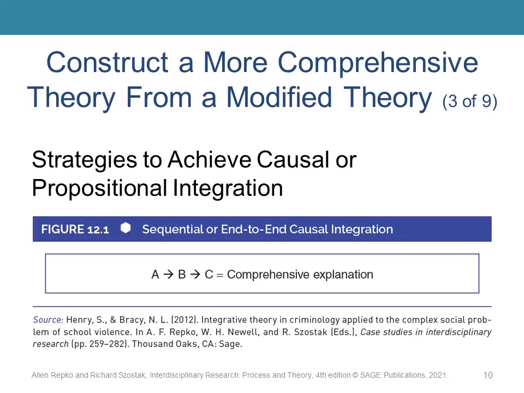Figure 12.1 from the textbook provides an example of sequential or end-to-end causal integration. A causes B, and then B causes C, but A doesn't directly cause C, at least not that we know of. This is a more comprehensive understanding than just A causes B or B causes C. Together, the two causal statements allow us to see the situation more clearly. Imagine how helpful a longer causal sequence could be to our understanding of any phenomenon.